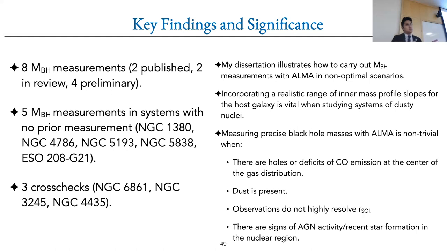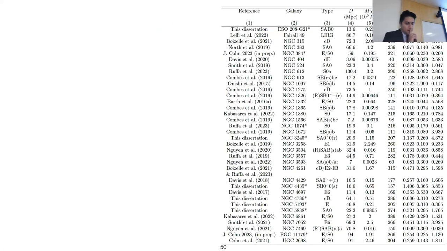you carry out these black hole mass measurements in non-optimal scenarios, where we're working in the regime where the stars are really dominating gravity and we don't have sharp central rises in the central velocity of the gas. We might have holes in the distribution. We might have other features as well that are hard to account for in the models. And my hope is that this will inspire change in the studies of black hole mass measurements with ALMA.